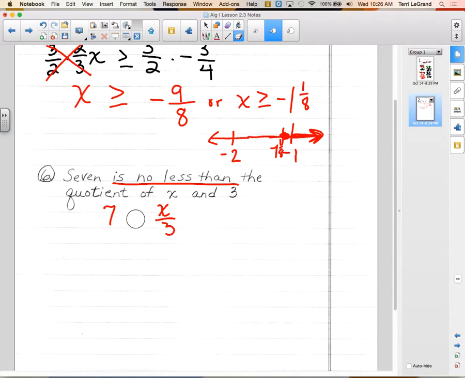You have to have a good start. 7 is no less than. In other words, it has to be greater than or equal to. No less than. Okay, and now what are we going to do to both sides to solve this? Multiply by 3. Take both sides times 3.